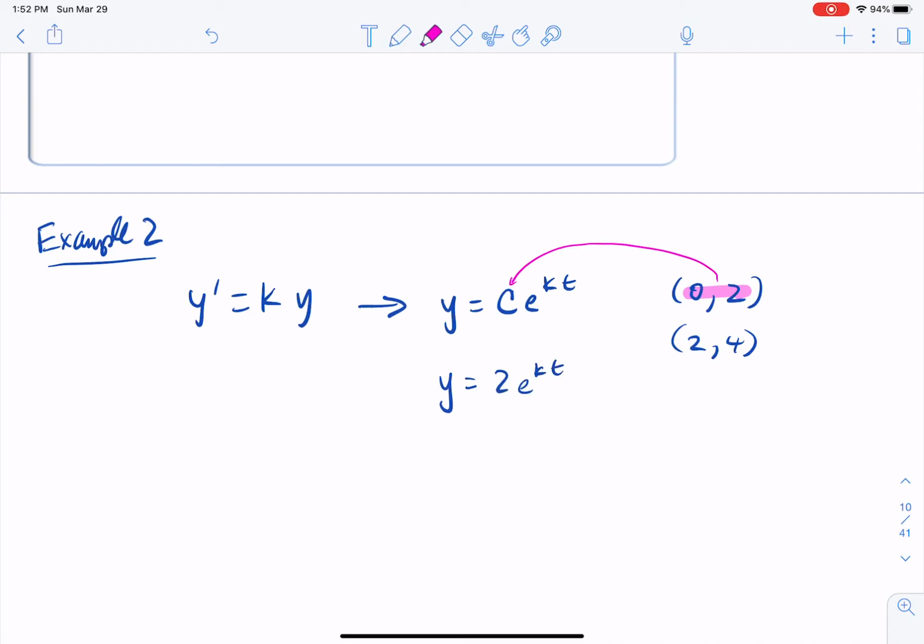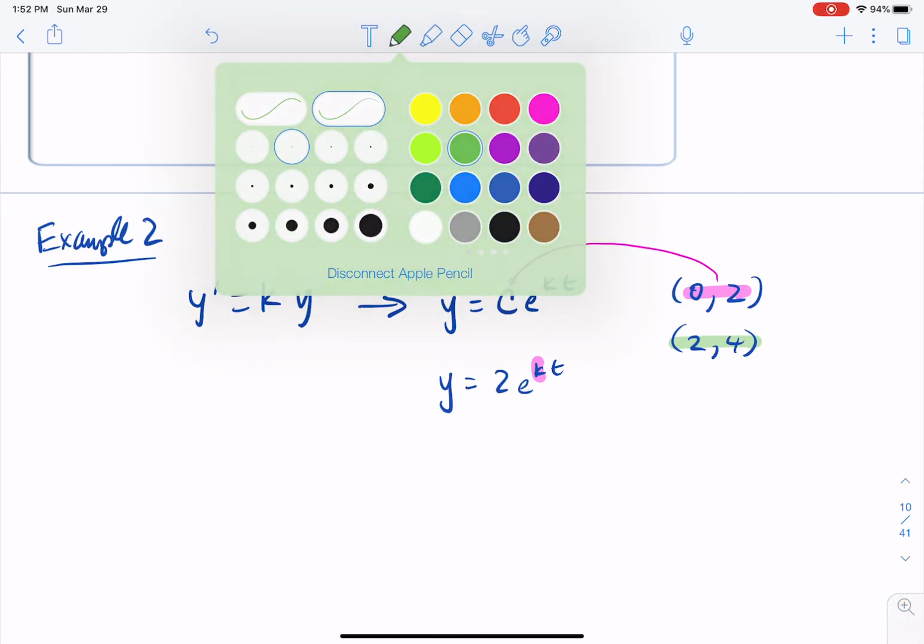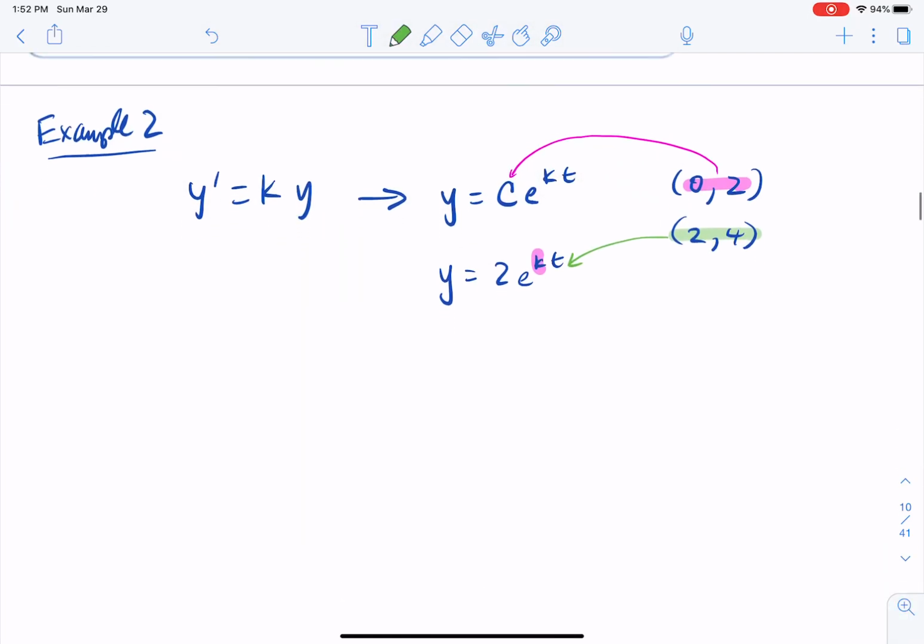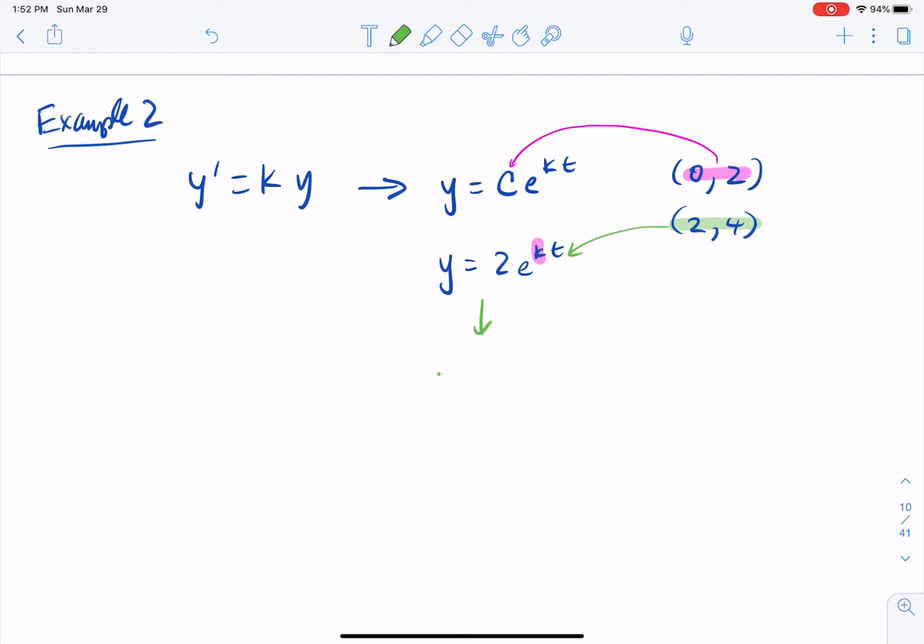And notice that I still have some other constant that I've got to solve for, that constant of proportionality, which is where the second point is going to come in handy. We got 2, 4 that we're going to plug into our equation. I'm going to plug that one in here. This one gets green. Okay, so whenever I plug that one in here, my equation is 4 is equal to 2, that's this 2, not that one, e to the k times 2, or 2 times k.